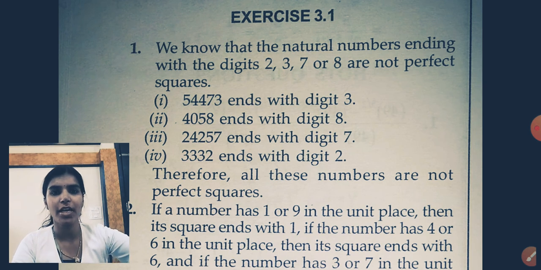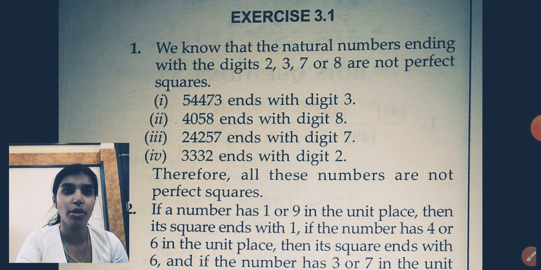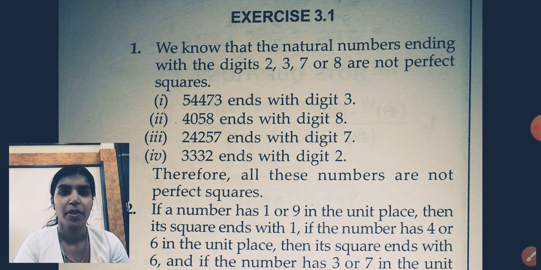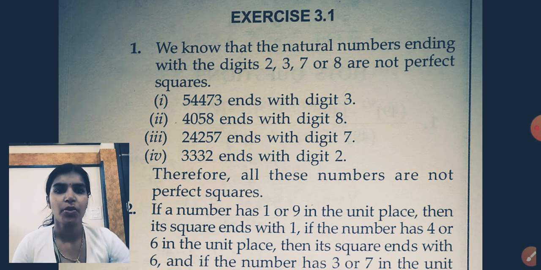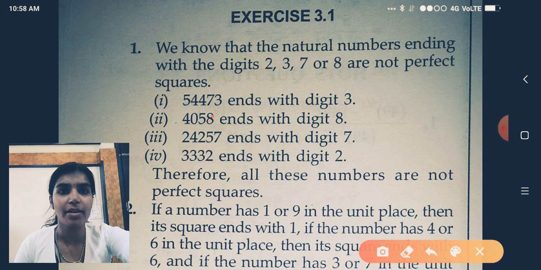Your first question is: show that the following numbers are not a perfect square. So you have to write down that these numbers are not a perfect square. We know that the natural numbers ending with the digits 2, 3, 7, 8 are not a perfect square. So what you want to do is just take out the last digit of your number.